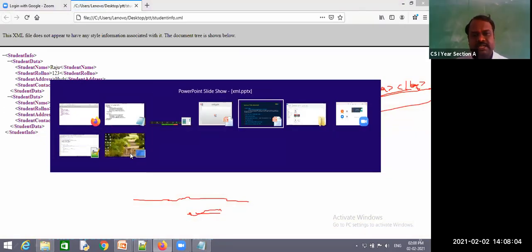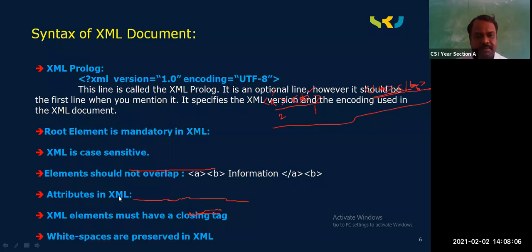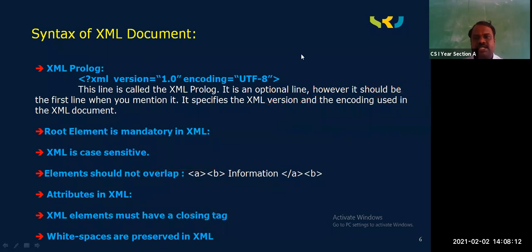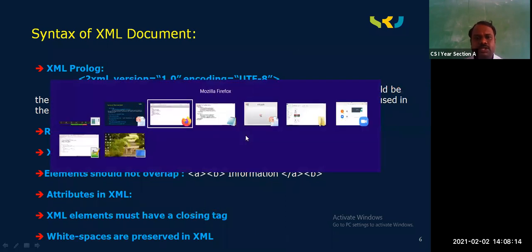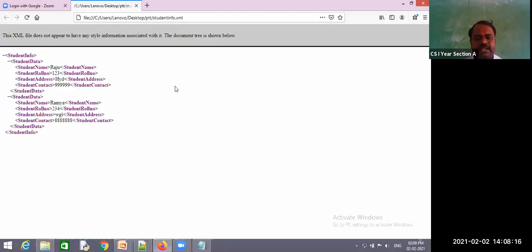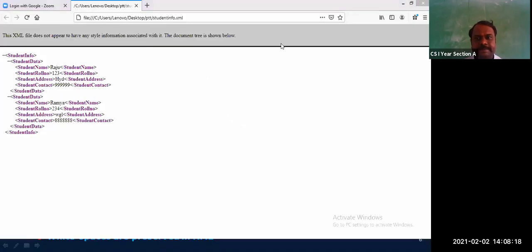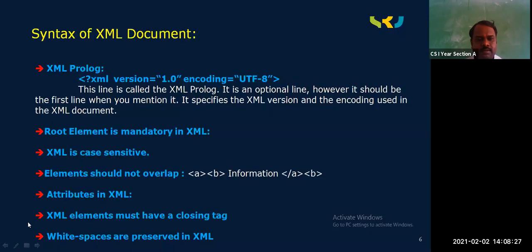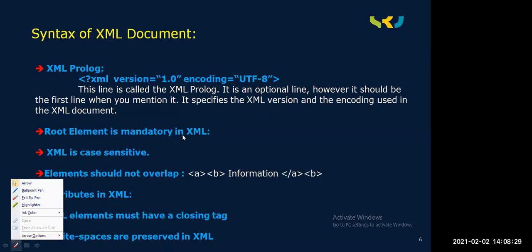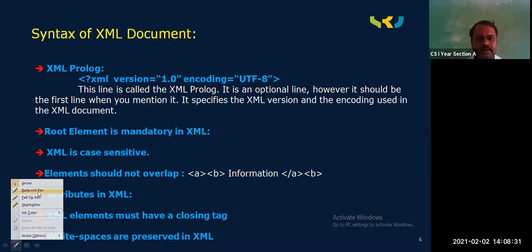Next, what is the thing we have missed from here? Attributes. Okay, I will tell you what attributes are. So why do we use attributes in HTML? Can you tell any attribute for HTML? Any attribute. What is an attribute? How do we write an attribute?